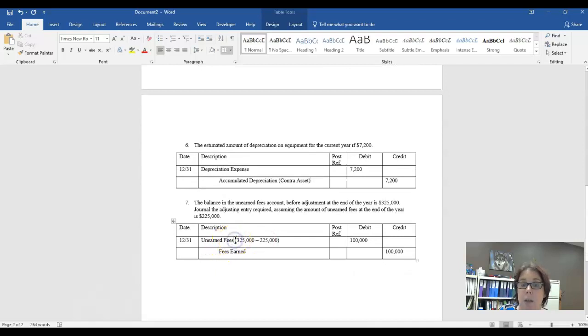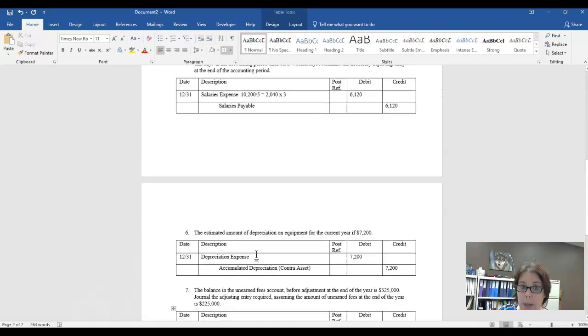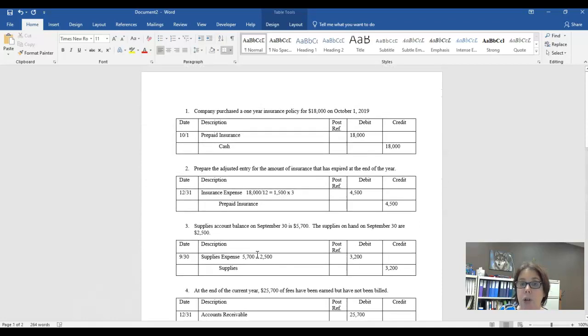Here, the balance, unearned fees, is a current liability. So that was a balance sheet, and we moved it, and we close it out into an income statement revenue account. So these are some of the journal entries that you will be experiencing, the adjusting entries that you may be experiencing throughout this chapter.